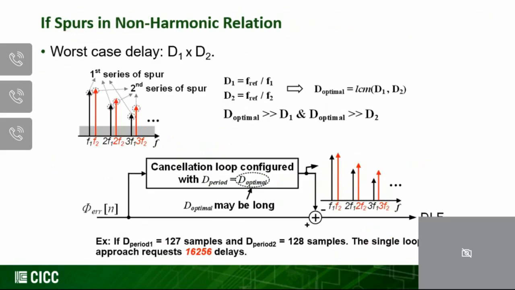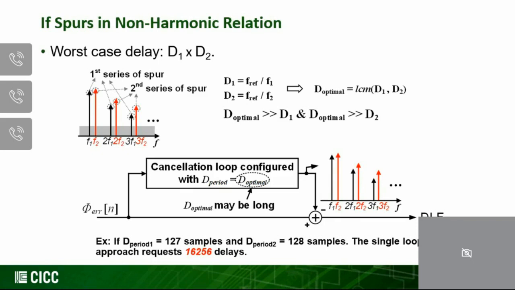Okay. All right. So that would prove that we can solve the spurs that are in harmonic relationship, right? By delaying that fundamental period, we can cancel everything that is in harmonic relationship.